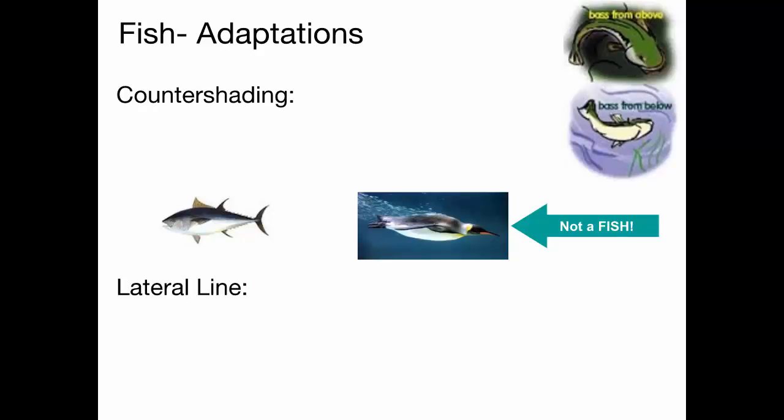Fish have lots of different adaptations that help them survive. One interesting one is a pattern of body coloring called countershading. Countershading is when an animal is dark on the top but light on the bottom. Like this salmon here, the top part of it is dark, the bottom part is light.